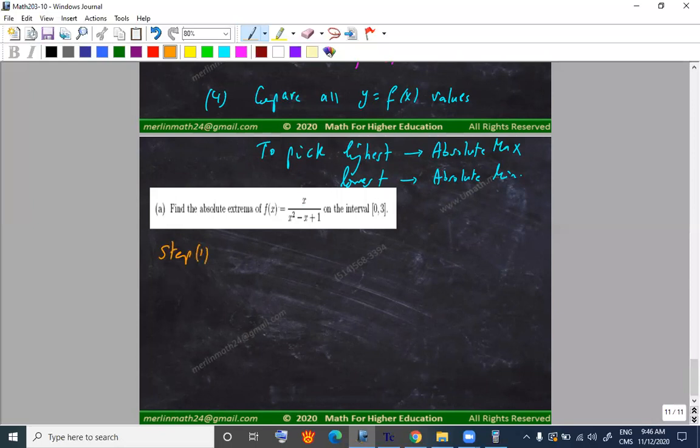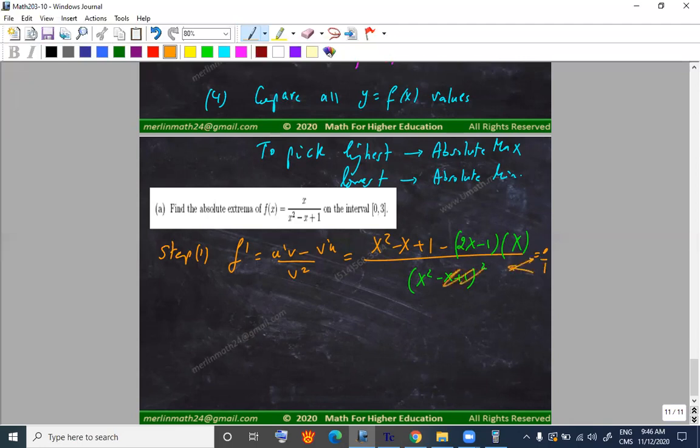Step 1 again. So f prime equals u prime v minus u v prime over v squared. Right away, the derivative of the x is a 1 multiplied by that. So you keep it, minus, deriving the lower, you get 2x minus 1. You put it in the bracket multiplied by the u, all divided by x squared minus x plus 1, squared. Now this is step 1. Step 2, we said I want to set this equal to 0 over 1. When it's 0 over 1, you cross multiply, and that denominator would be cancelled, bye-bye.